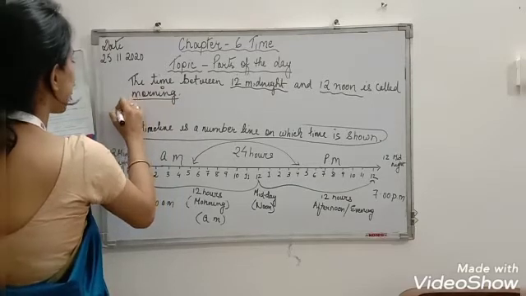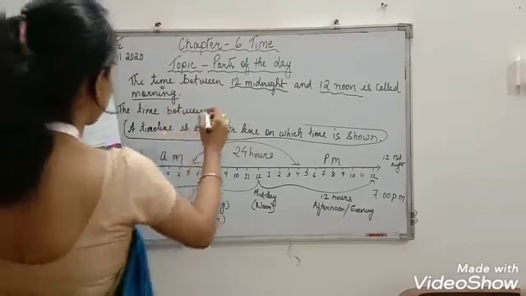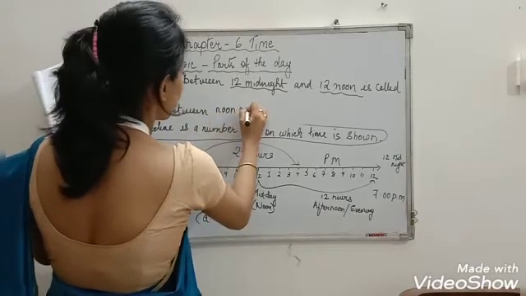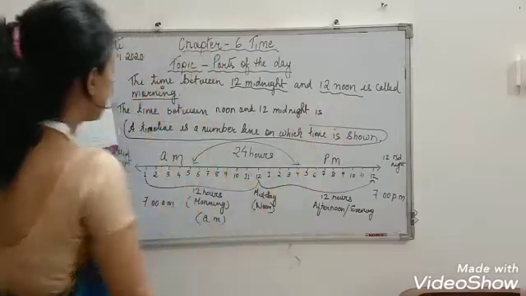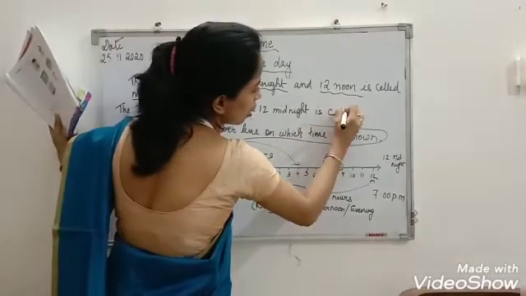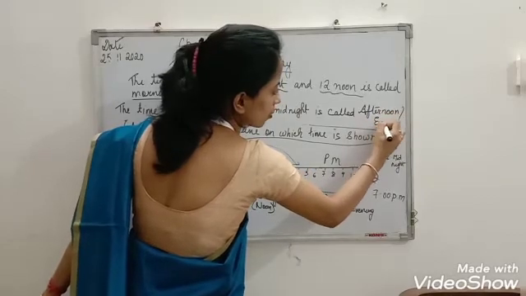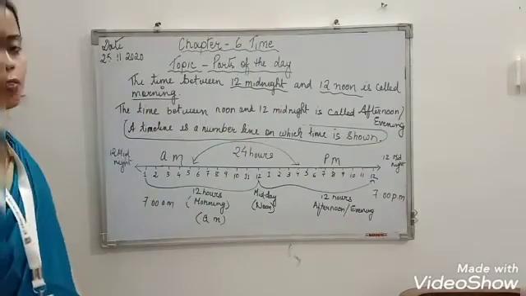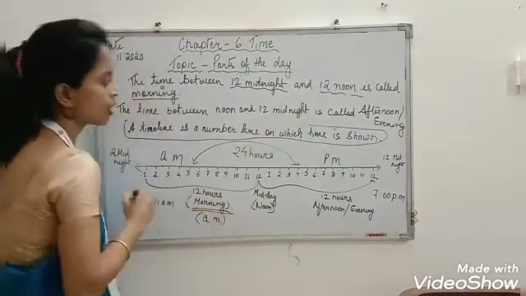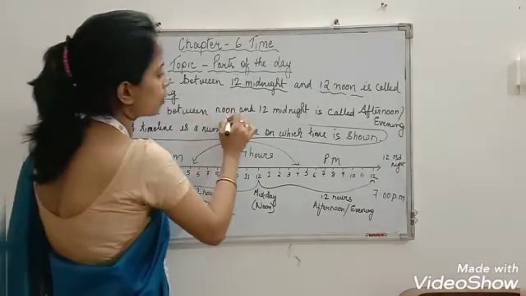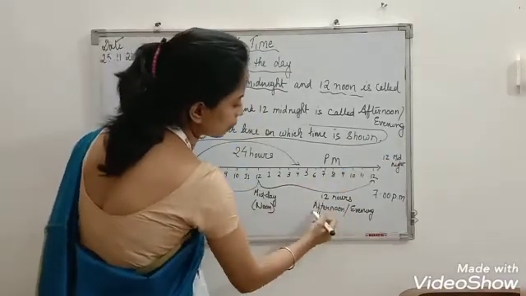Next one. The time between noon and 12 midnight is called what, children? It's called afternoon or evening. Okay? The time between 12 midnight and 12 noon is called morning time. We write AM to represent morning. The time between noon and 12 midnight is called afternoon, evening. And 12 midday to 12 midnight, it's called what? Afternoon, evening. We write PM.